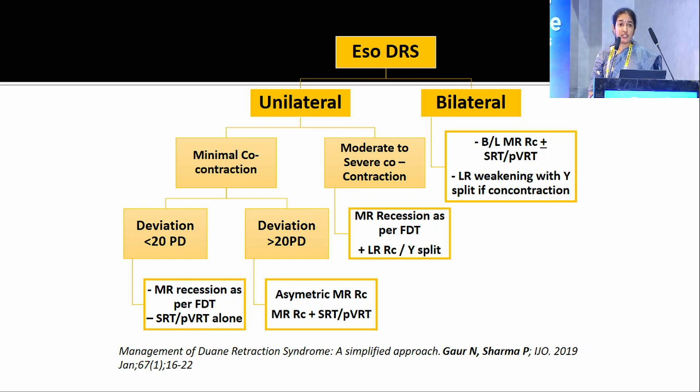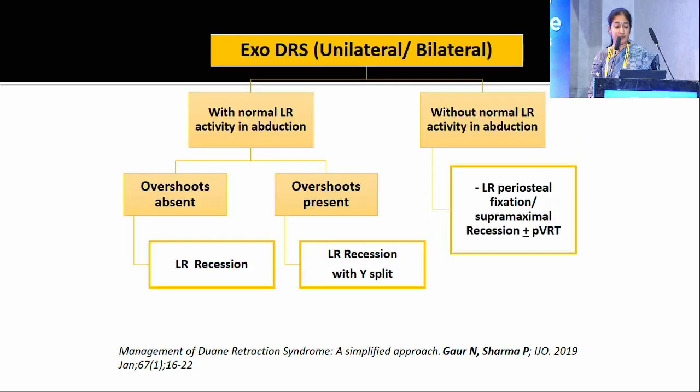If there is an associated co-contraction, we have to do a Y-split. And in a bilateral ESO DRS, again, rethink, and then when you operate, we can go for a bilateral MR recession with an SRT, very similar to the bilateral sixth nerve palsy case that Dr. Vivek just showed us. And in XO DRS, when there is no overshoot, LR recession; when there is an overshoot, we combine it with a Y-split. And when there is no abduction activation and a very gross thing, we can go for a periosteal fixation.